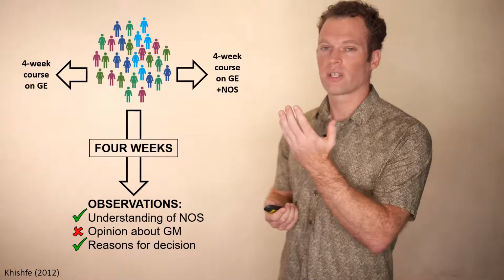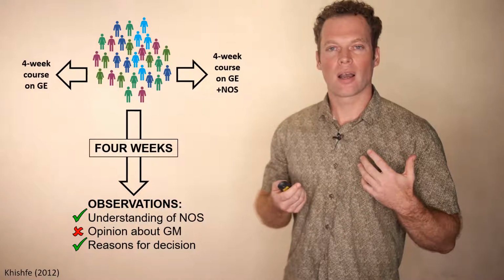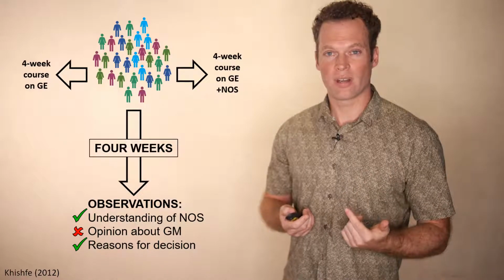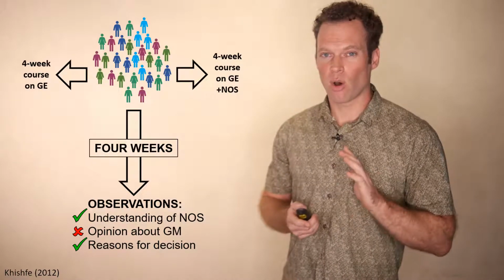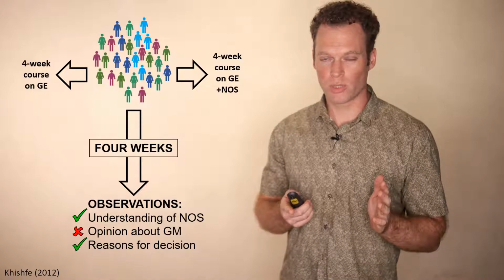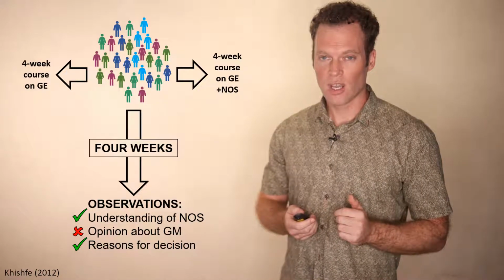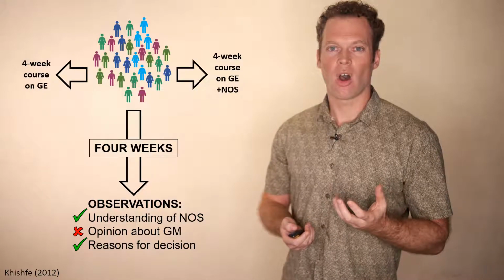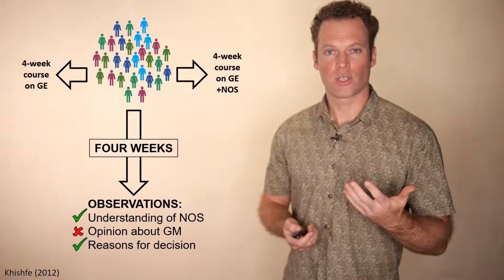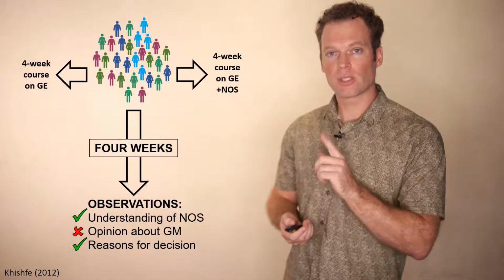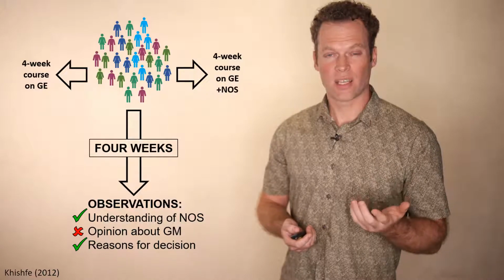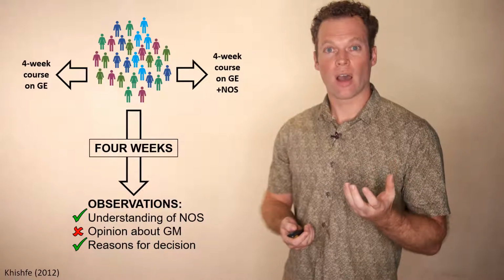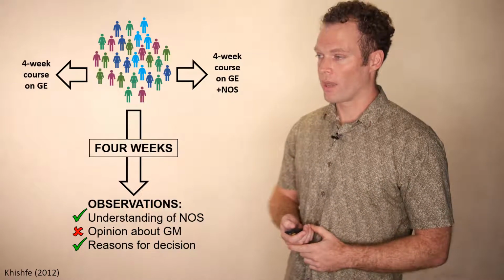Those who had taken the course on the nature of science gave more complete explanations. There were many more specific reasons for their decision. And this is interesting. Although the opinions weren't different between the two groups, those who had studied the nature of science could really explain why they made that decision. And their decision was based on a more thorough logical reasoning. And so this just shows that teaching about the nature of science can really affect how people form their opinions and how well they understand the reasons for their opinions.